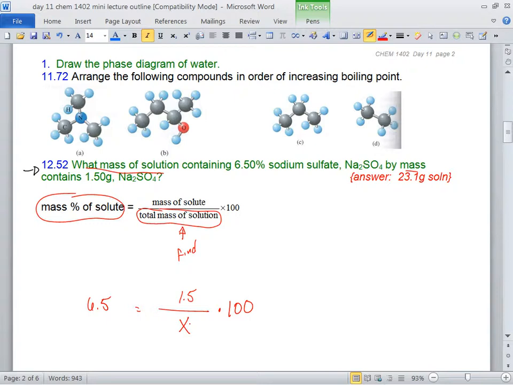Now this is where I have my way, and maybe you have your way. My way is just to recognize what's on top and what's on bottom, and then I can do it all in one step on the calculator. I visualize moving the X up here and moving the 6.5 where the X was. I take 1.5 divided by 6.5 times 100, and I have my answer, about 23. The X is mass of solution, so it's grams of solution.